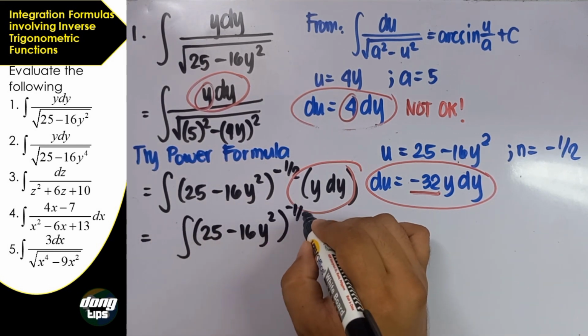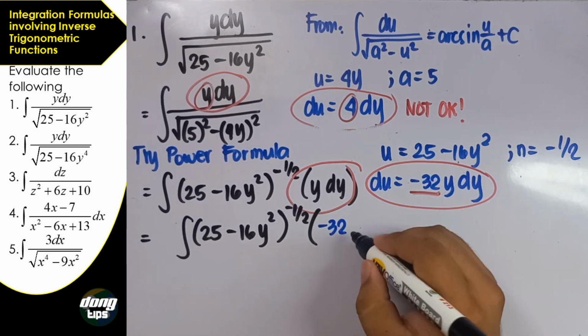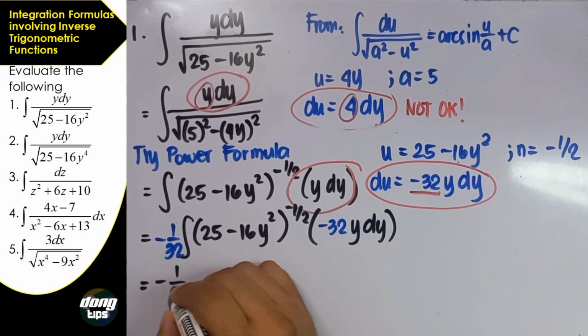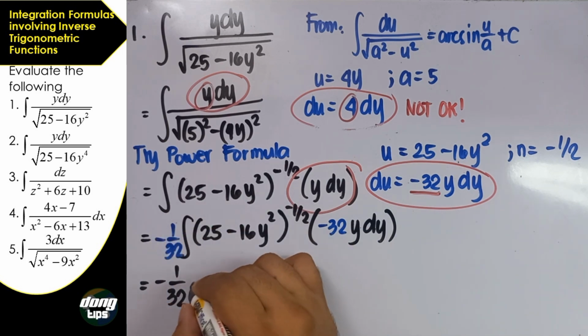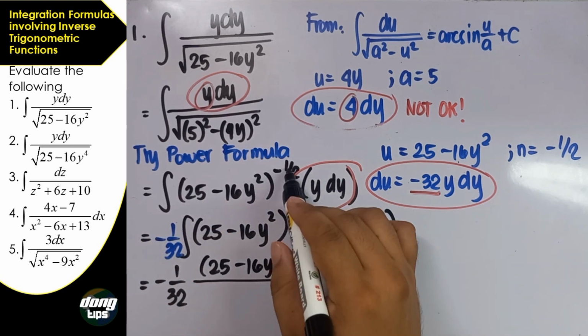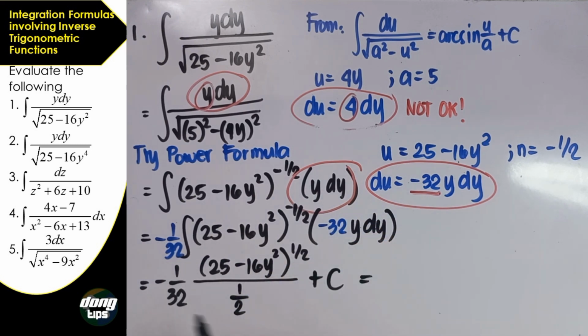Now, let's use the du equals negative 32y dy. If we added negative 32 here, we should add negative 1 over 32 to the left side of the integral sign. Copy negative 1 over 32 and use the power formula. Simplify, and you will get the answer.